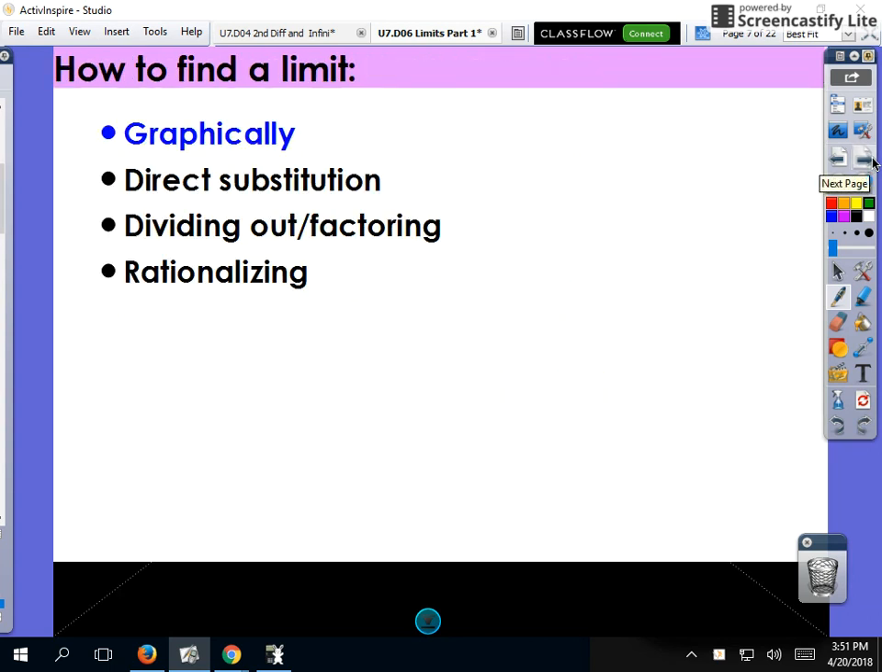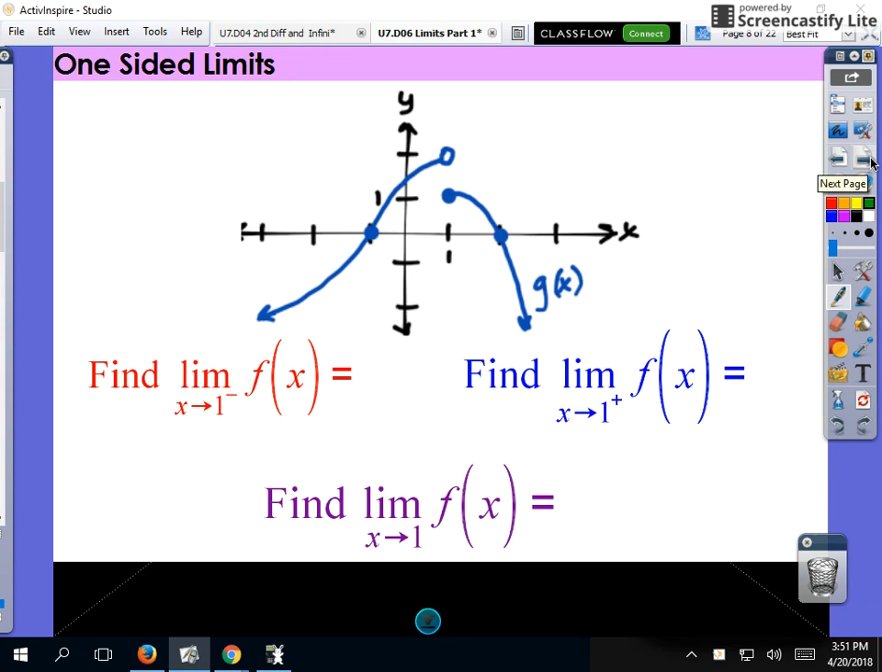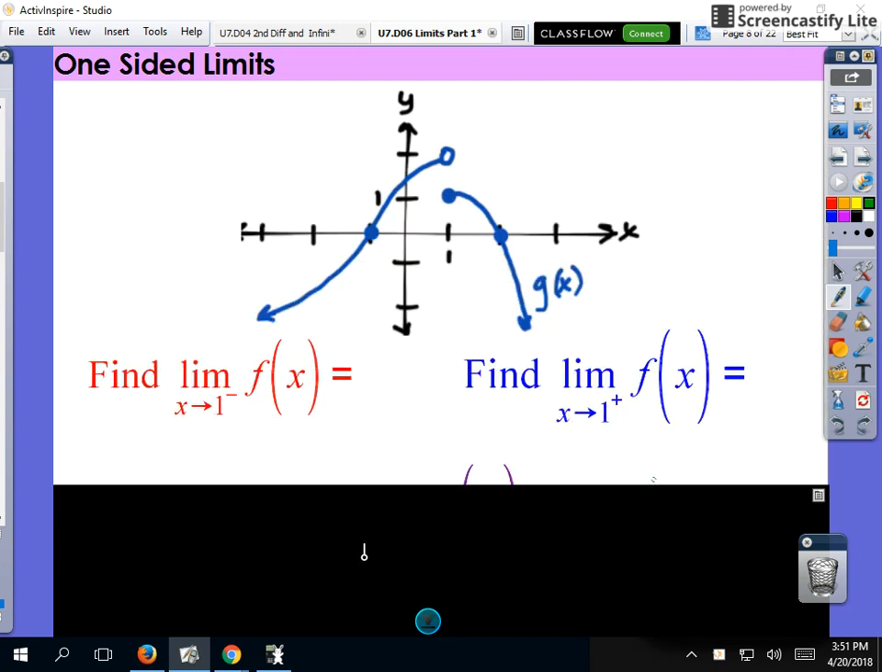All right. We're going to work through all 4 of these, but today we're focusing mainly on graphically. How do you find a limit graphically? So we have a picture. Find the limit as x approaches 1 from the left. Pause the video, and I want you to try the left, the right, and the value. Pause it now.